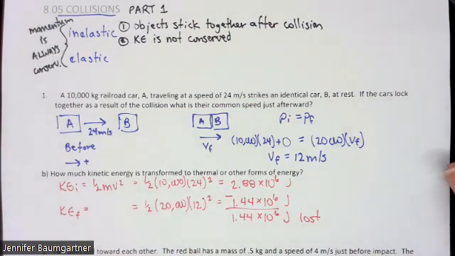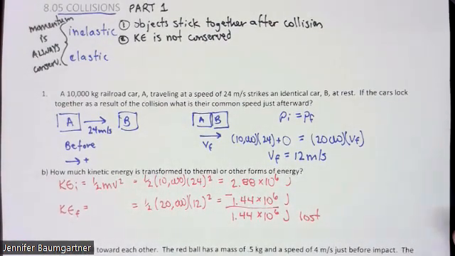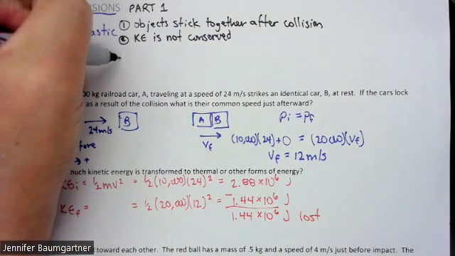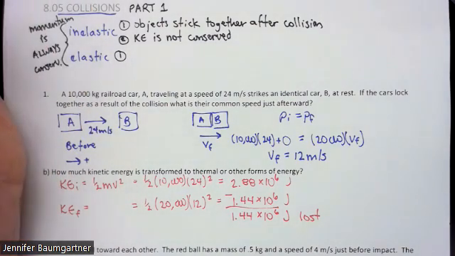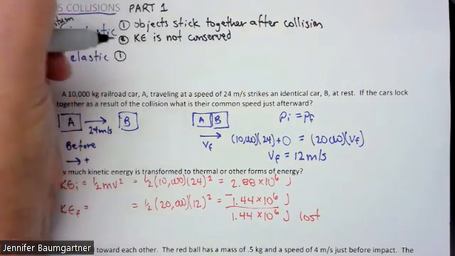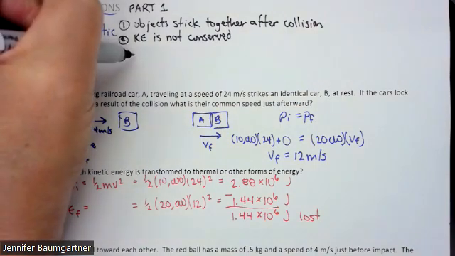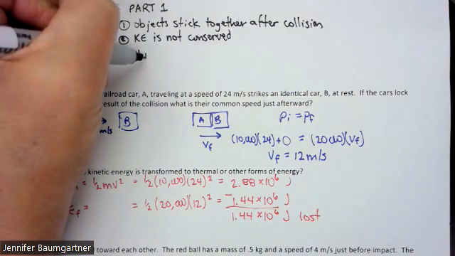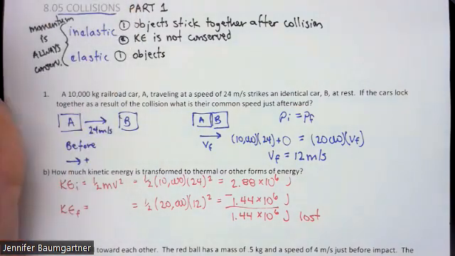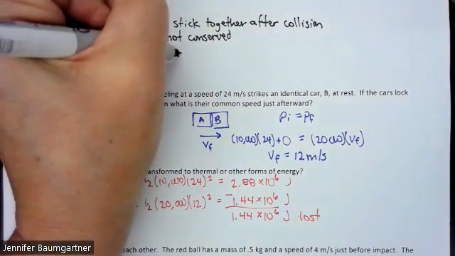All right, let's take a look at this next one. Before we do, let me add some definitions in up here. So what about an elastic collision? So here's the problem with elastic. To be elastic, at least the objects have to bounce off of each other.